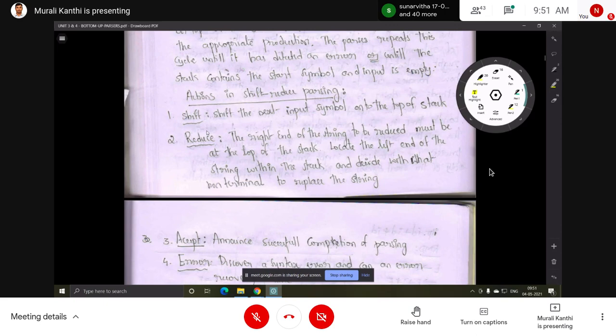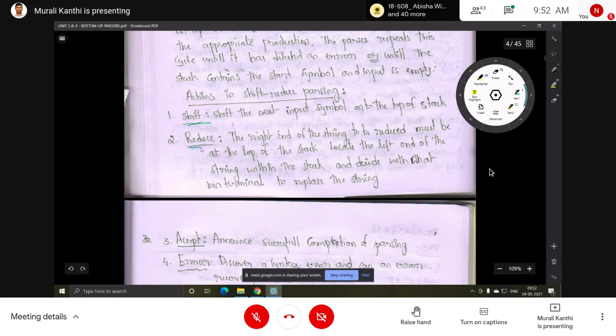Shift: by using this operation, we shift the next input symbol onto the top of the stack. Performing a shift operation means one symbol is taken from the input buffer and pushed onto the top of the stack. That is a shift operation. Shift is nothing but just inserting.